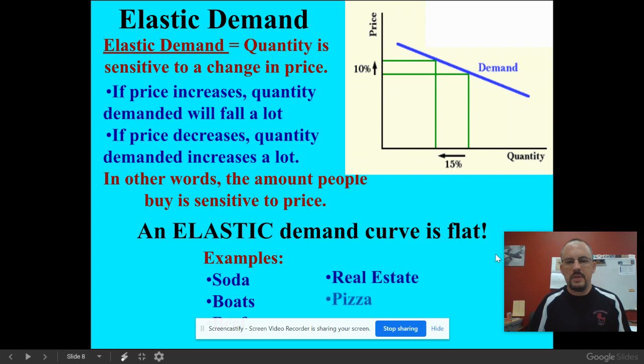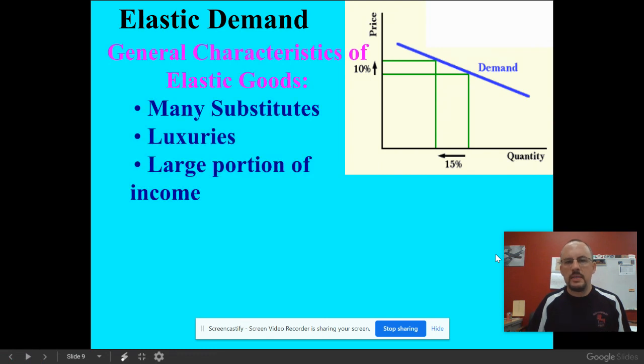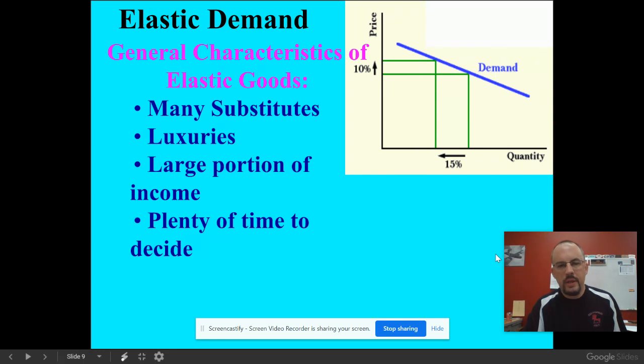Okay. So here are some examples: pizza, boats, soda, beef, gold, things you don't need, things that are luxuries, things that are big purchases. Those can be elastic demand. Many substitutes, luxuries, large portion of income. If you have plenty of time to decide, those are all categories as well of elastic demand. If I have time to make the decision, I'll shop around, I'll look for a good deal. There's no rush for it.